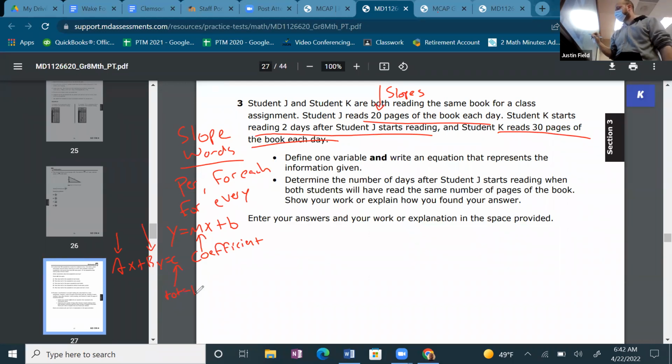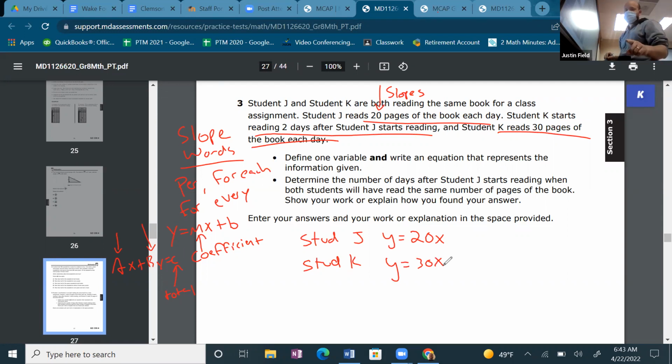And we'll see that in the questions that come, a standard form. All right. So back to our problem. Student J and student K, right? So what do we know about student J? He read 20 pages of the book each day. So 20x. And then student K starts reading 2 days after student J. Student K reads 30 pages. So y equals 30x.